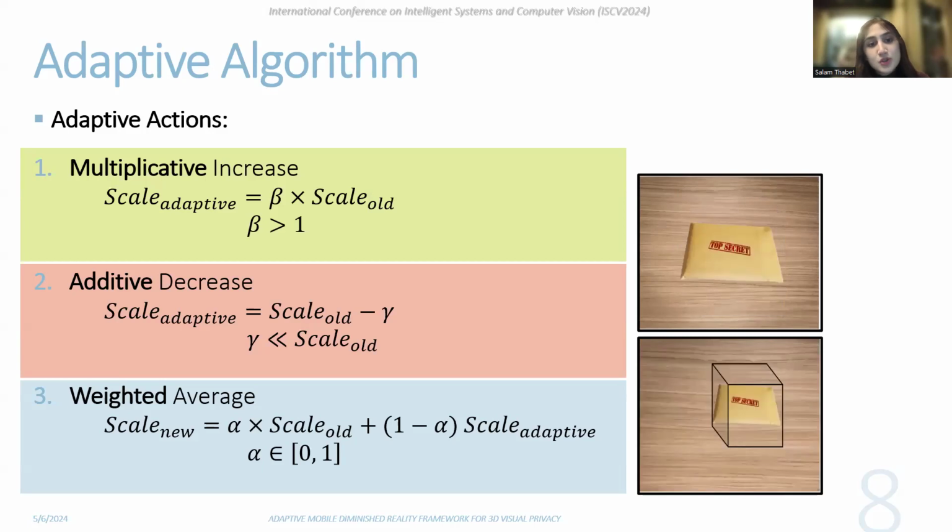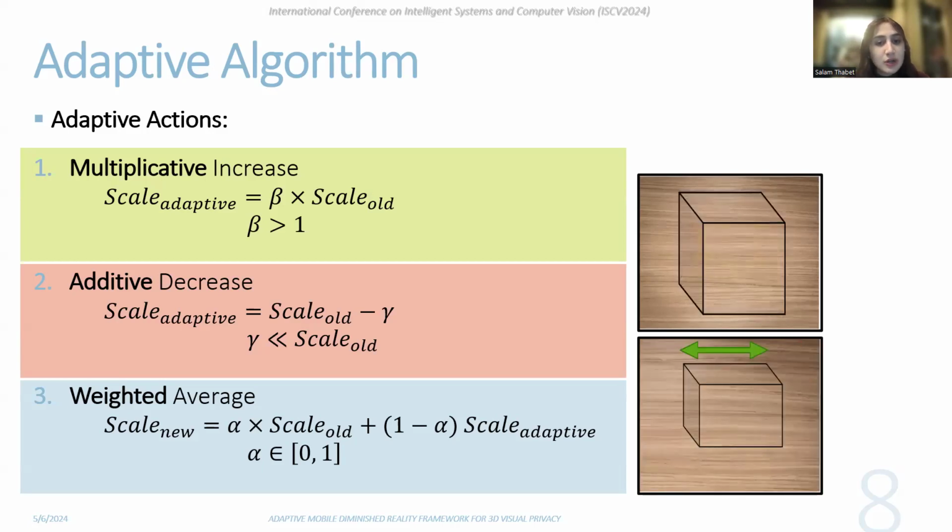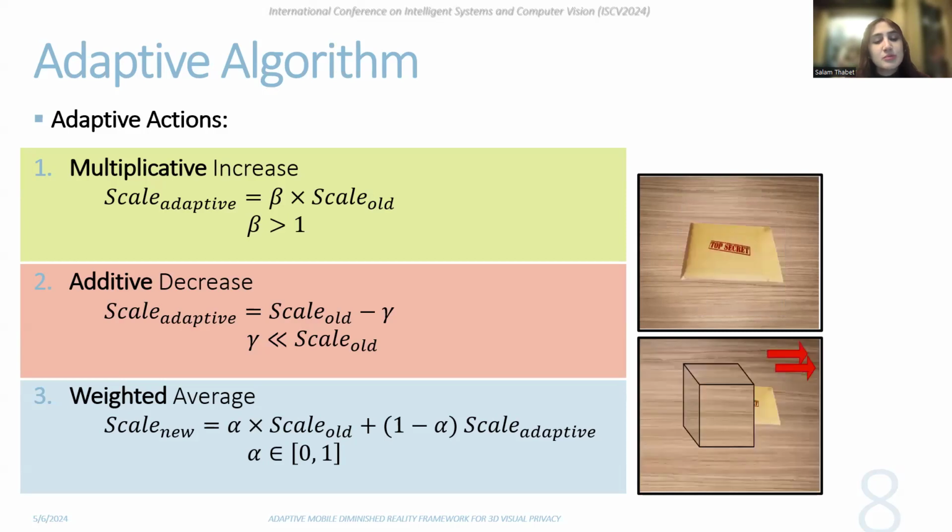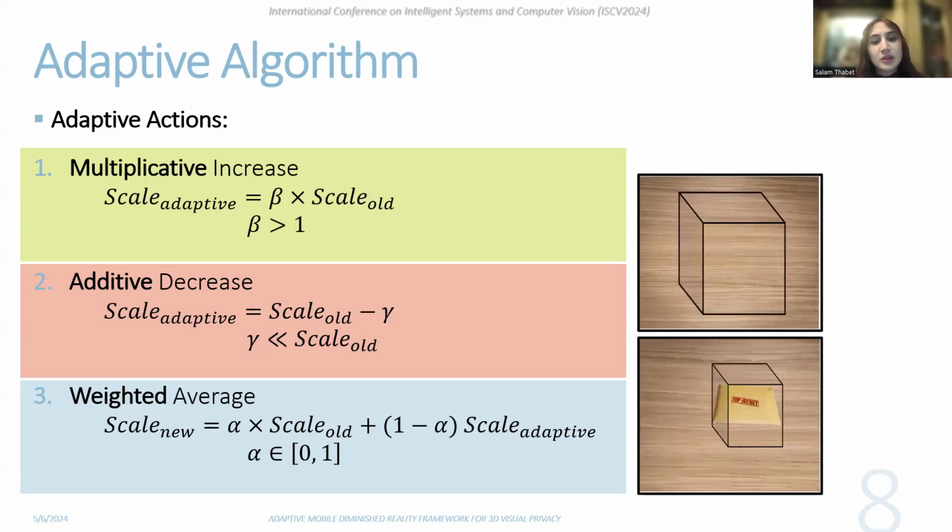And finally, to ensure a smooth change in the blurred area for improved human perception, the updated scale is a weighted average of the scale in the previous frame and the new scale that is computed by the adaptive algorithm using the multiplicative increase, additive decrease.